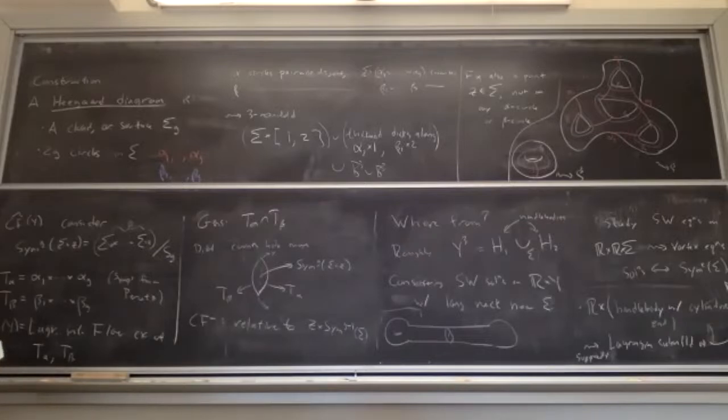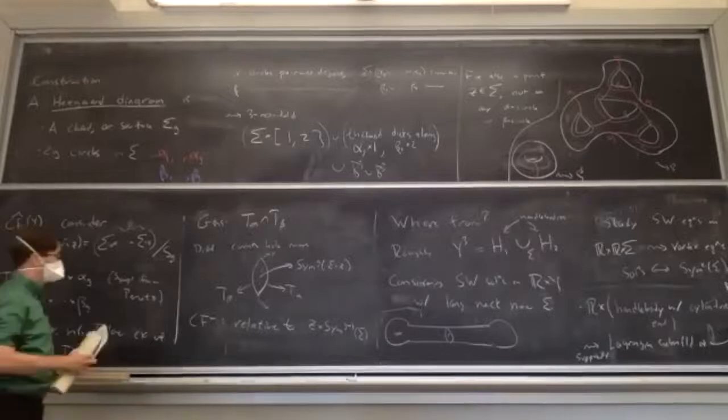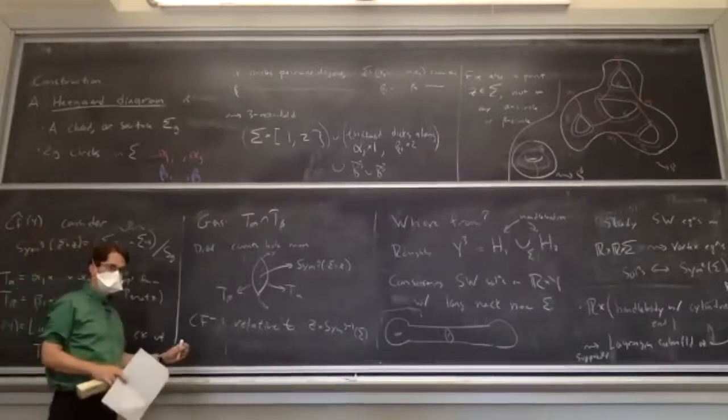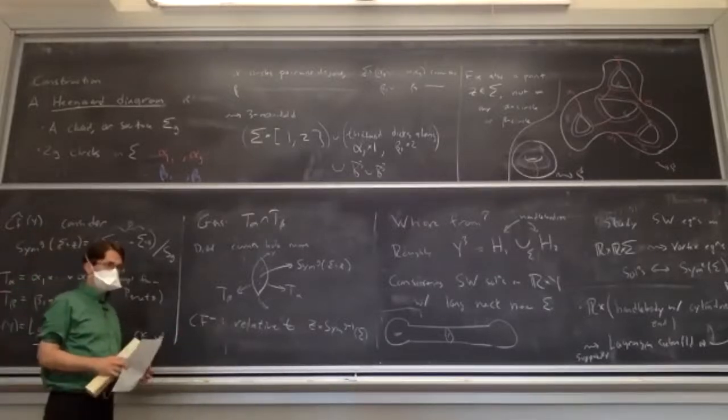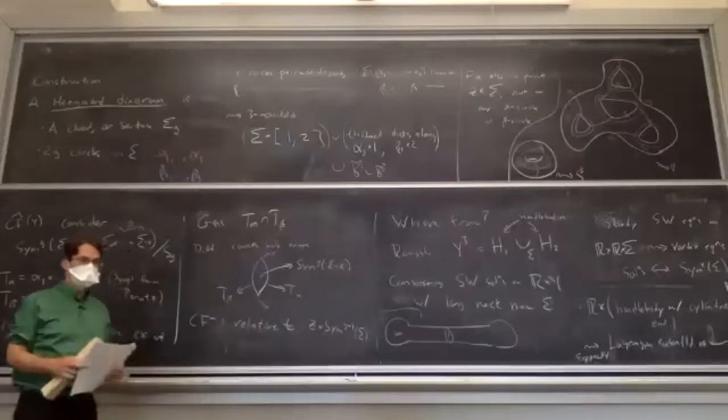The theory has a... if Y is a homology sphere, the theory has a relative Z grading. The grading is a little complicated. Should I say that? I'm happy to say that.